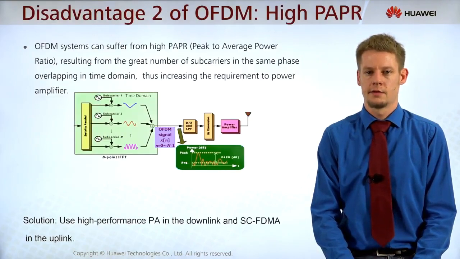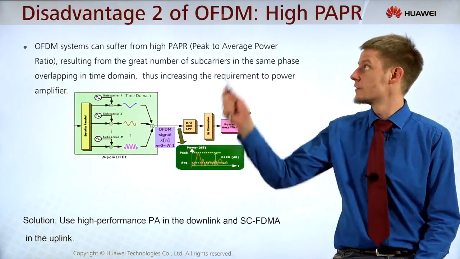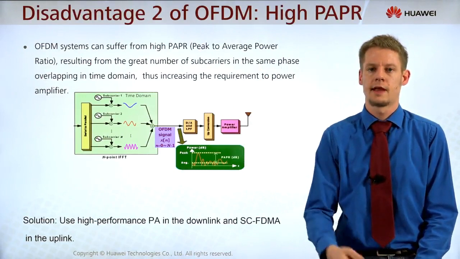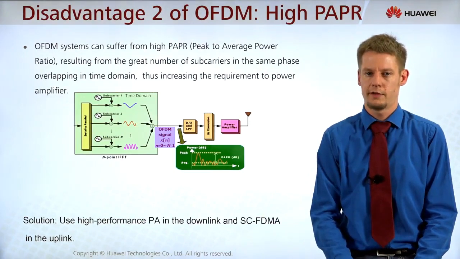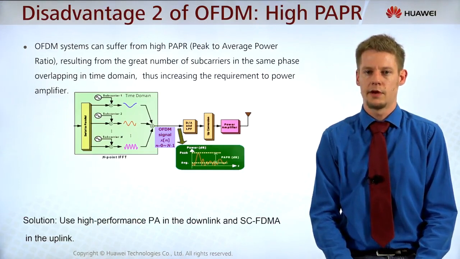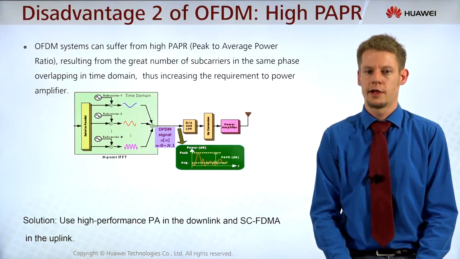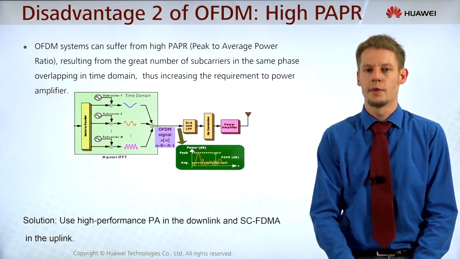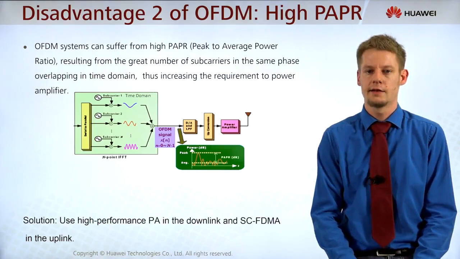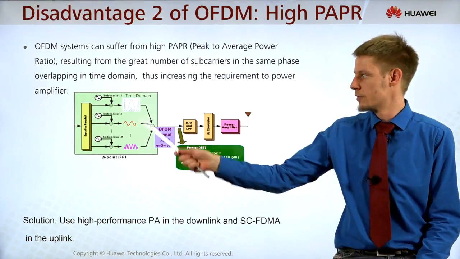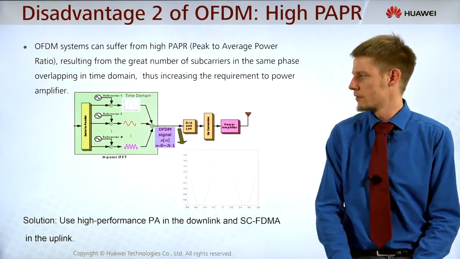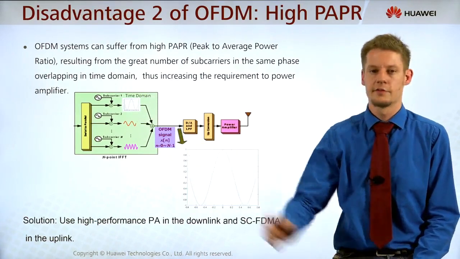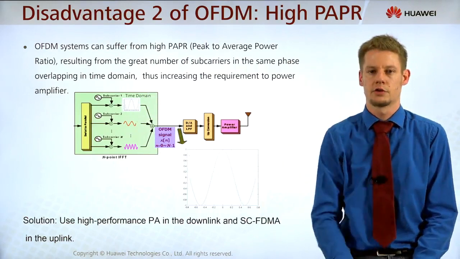A second disadvantage of OFDM is the so-called high peak-to-average power ratio that can make problems for some amplifiers. Why do we have a high peak-to-average power ratio? This we can see here when we think about the high amount of subcarriers that are aligned in time. When we have a certain symbol transmitted in subcarrier 1, then it's not a problem. We will always have the same peak-to-average ratio.